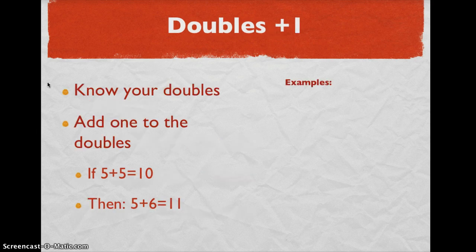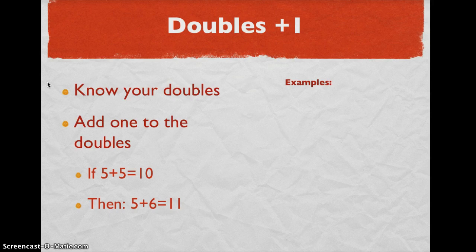Now that we learned about doubles, we can learn about doubles plus 1. This means we just add 1 to the doubles we already know. If we know that 5 plus 5 equals 10, then we can figure out what 5 plus 6 is. We already know that 6 is 1 more than 5, and that 5 plus 5 is 10. 1 more than 10 would be 11. And there we go. We just added 5 plus 6.